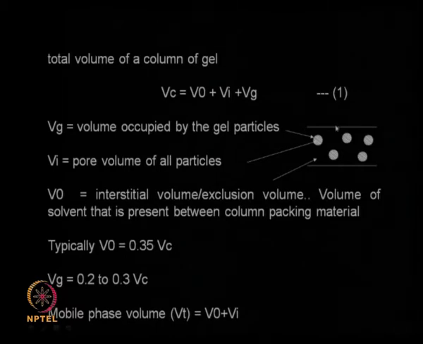Now the volume occupied by the mobile phase will be occupying all these empty spaces, that is the V0, plus the mobile phase will also be present inside the pores, that is the Vi. So the total volume of the mobile phase inside the column will be V0 plus Vi. Vg is the actual volume occupied by the gel particle. Okay. So one needs to have some idea about the swelling capacity of the gel, the volume of the pores, and the packing density. So all these parameters will affect my total volume of the column.